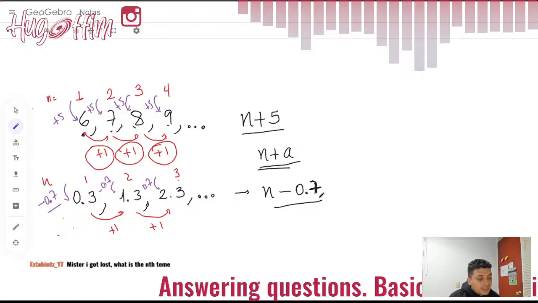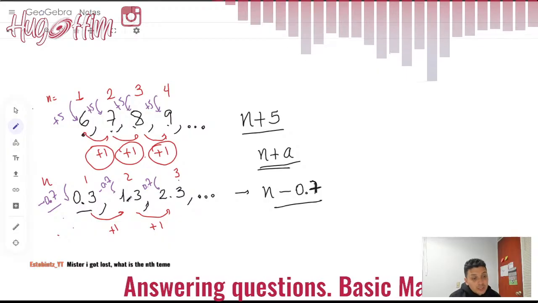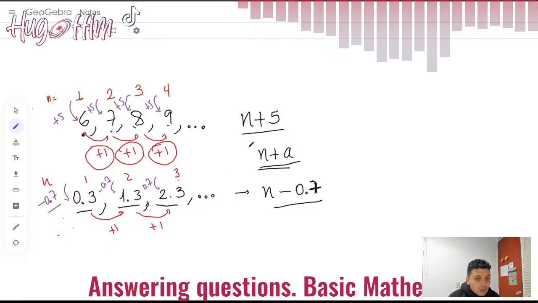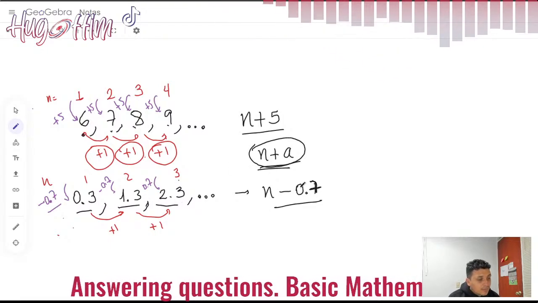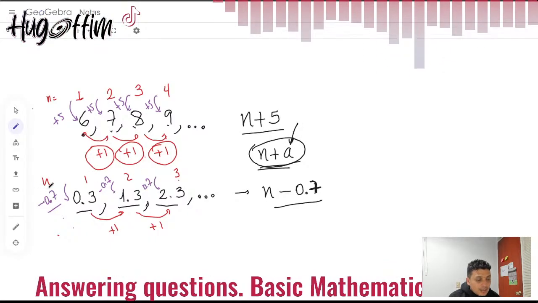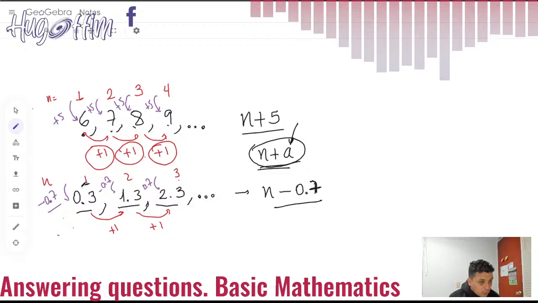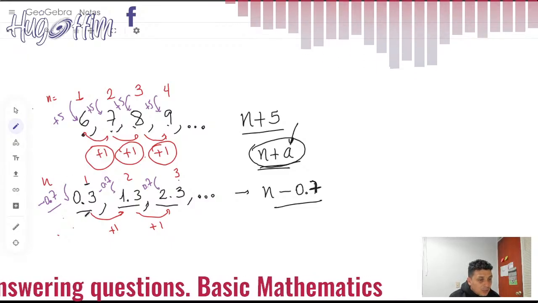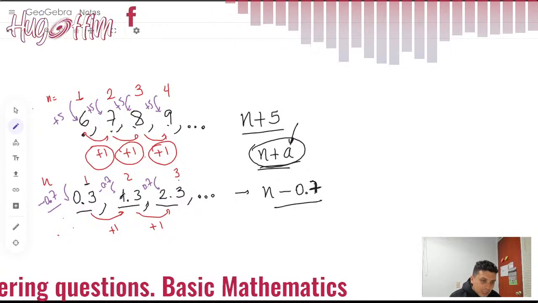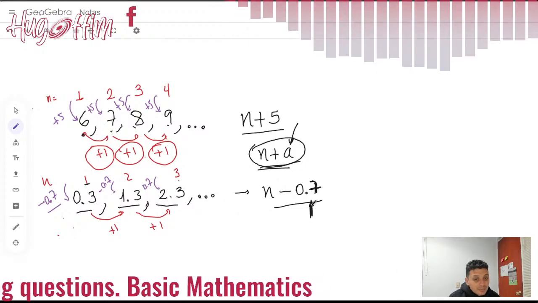So my sequence in this case is n minus 0.7, because you have 0.3, then you add 1 to get 1.3, then you add 1 to get 2.3. So I know that it's going to be of the form n plus a, and I want to find a, this term that you're adding or subtracting. So you list the n's, 1, 2, 3, 4, 5, and for the first term, for 1, I need to subtract 0.7 to get 0.3. The second term, for 2, I have to subtract 0.7 to get 1.3. So it's the number you're subtracting all the time.